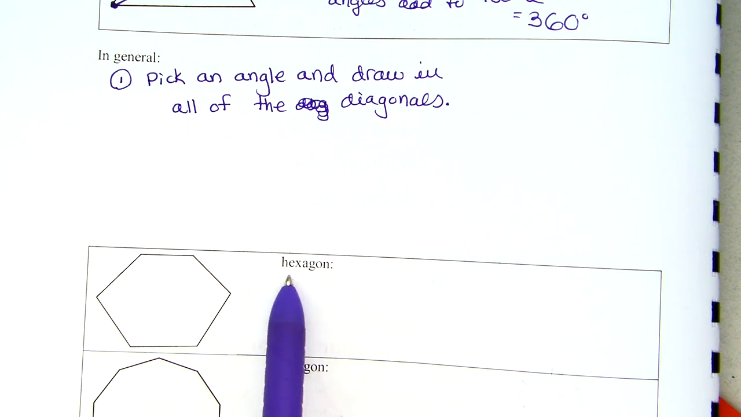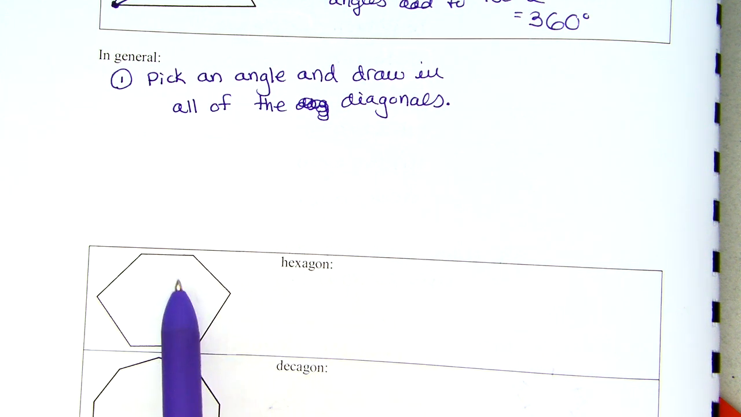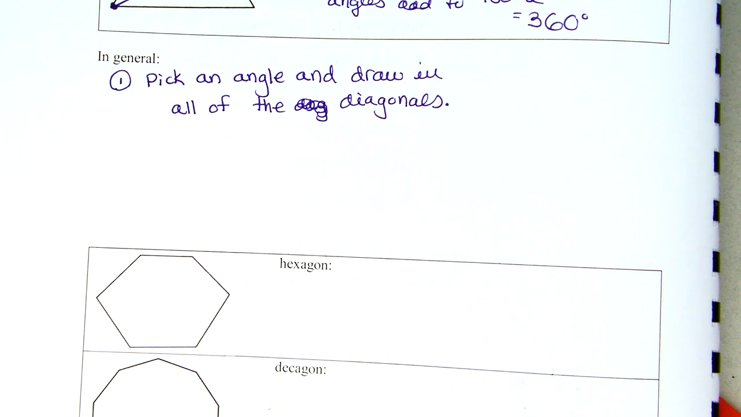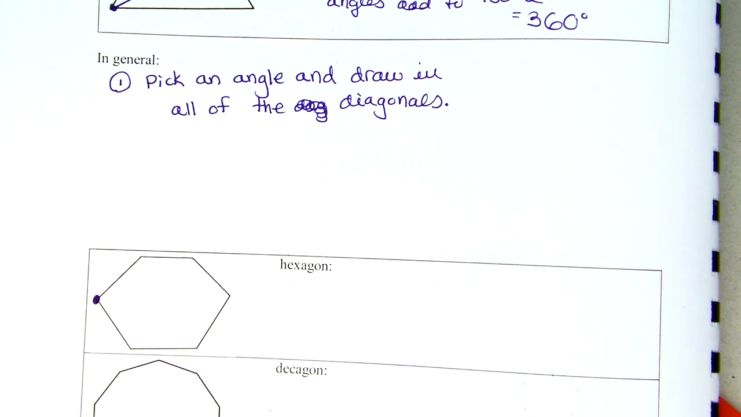So, I called this a hexagon. How many sides is that? 6 sides in a hexagon. I can also just count them. 1, 2, 3, 4, 5, 6. Yeah, 6 sides over there. I want to pick an angle and draw in my diagonals. I'm going to go with this angle over here. I'm going to put a big dot there.